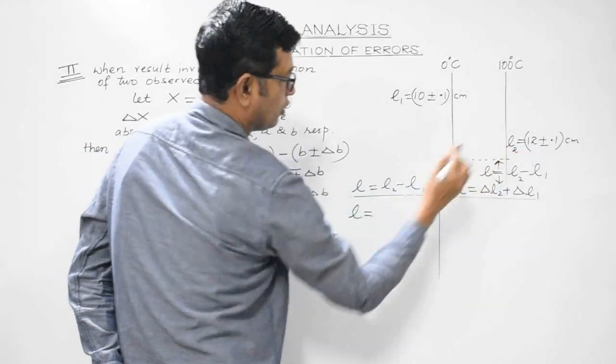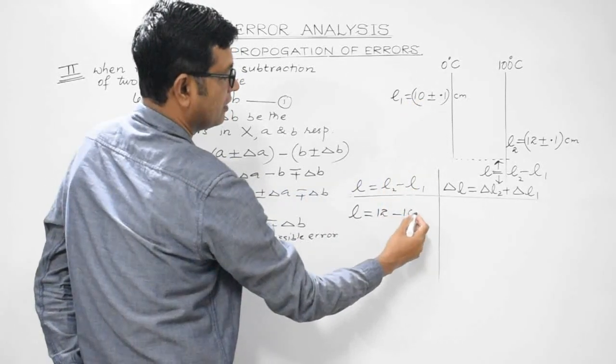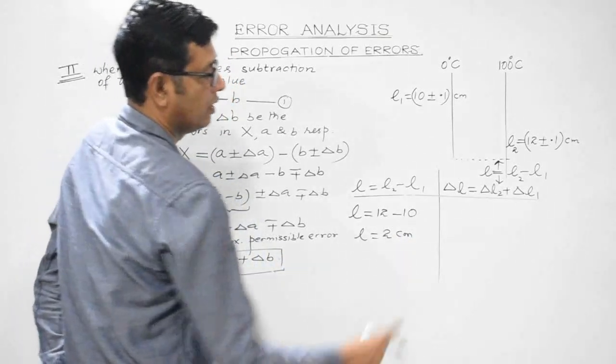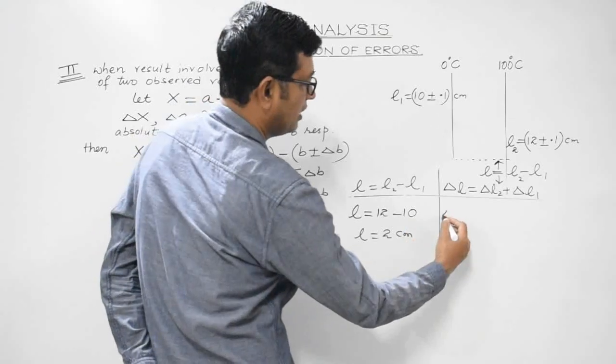This is the true value of L2, that is 12. What is L1? True value of L1, it is 10. So L would be equal to 2 centimeter. Now let's find out the absolute error in this measurement, in this result, del L.